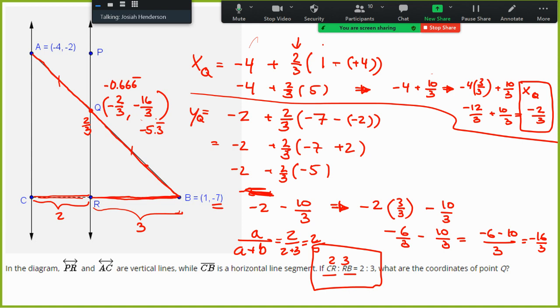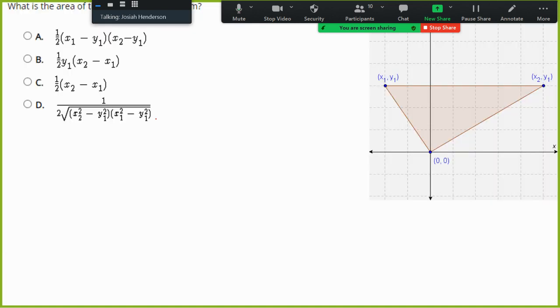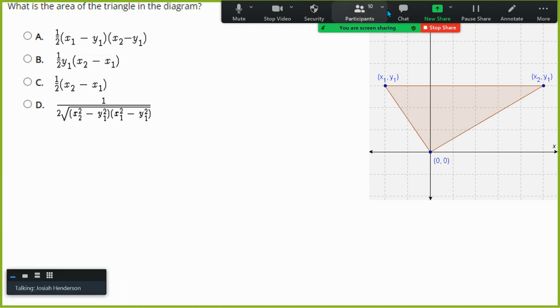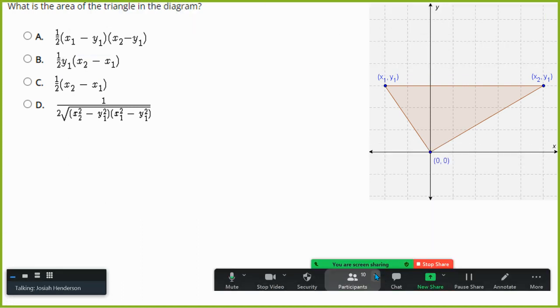Just so you know, the test is short. It's like 12 questions, so I think it's 4 from each lesson. Okay, I picked one of the harder ones of our area and perimeter.